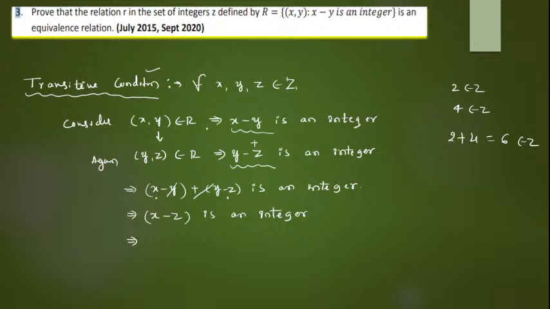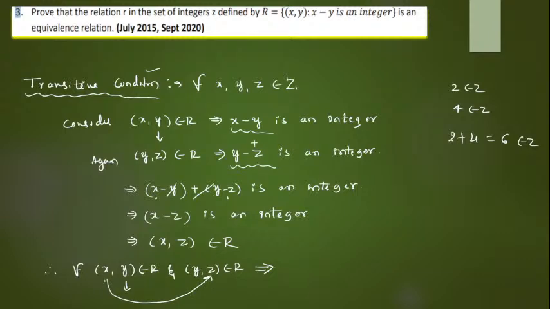x comma y belongs to R means x minus y is an integer. So x minus z is an integer is nothing but the ordered pair x comma z belongs to my relation R. Clear? So now we have proved: for all ordered pairs x comma y belonging to R, starting with y, one more ordered pair y comma z belongs to R, this implies the third ordered pair x comma z also belongs to R. This implies your relation R is transitive.